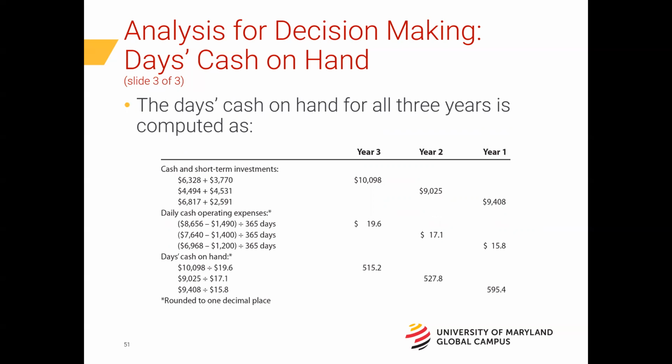How do we get that? You took your operating expense minus depreciation expense divided by 365 days to get days cash on hand of 515 days, 515.2 days. And what that tells us is that I can survive 515.2 days with our existing cash on hand.